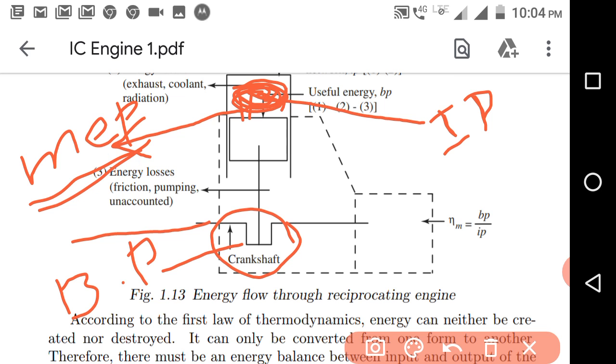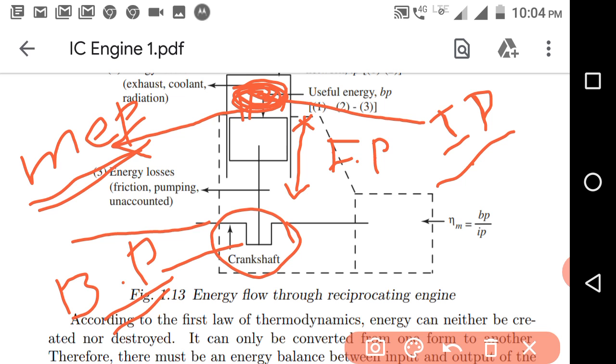Whatever power is generated inside the cylinder we call the indicated power, and whatever shaft power we get at the crankshaft we call the brake power, and whatever losses there are we call the frictional power. Logically, the indicated power will be higher than the brake power, and whatever losses there are, we call the frictional power. So in frictional power, there is power lost by frictional losses.